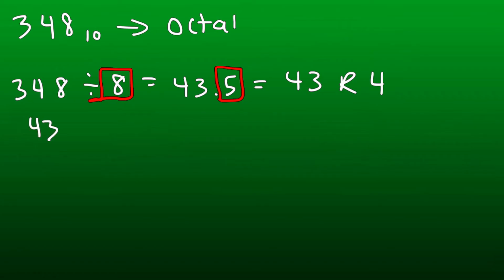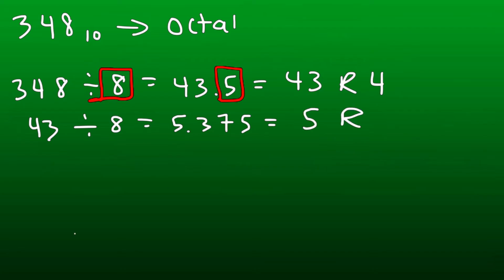Next, take 43 and divide it by 8. And this will give you 5.375. So it's 5 remainder, and then multiply the 8 by 0.375. 8 times 0.375 will give you 3.